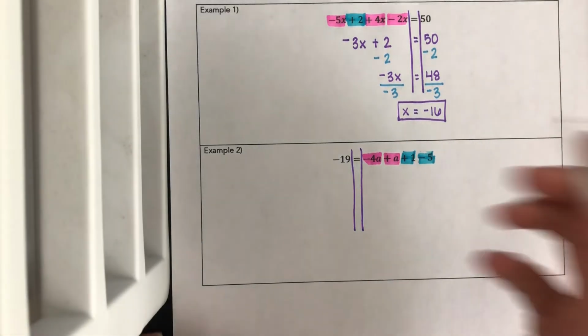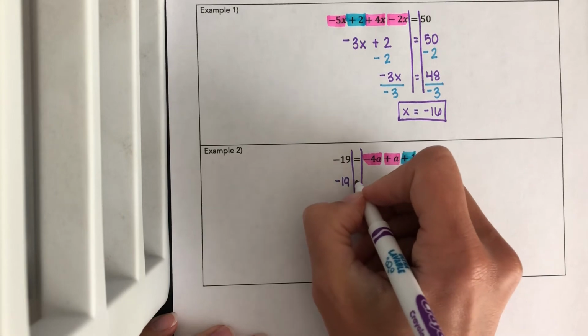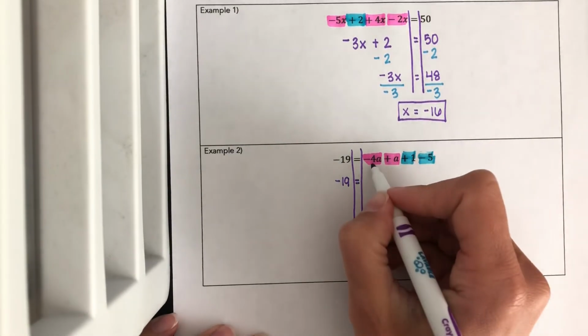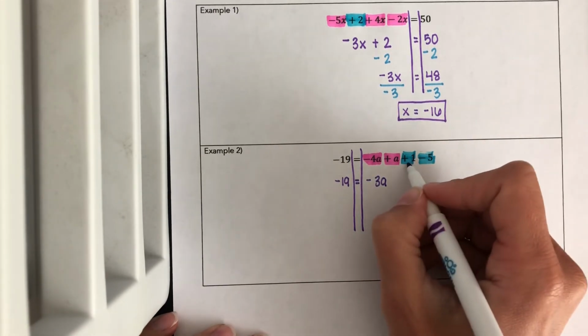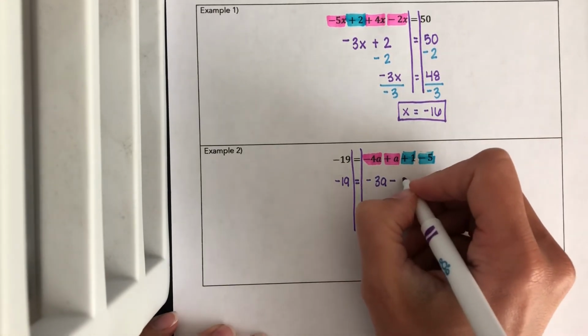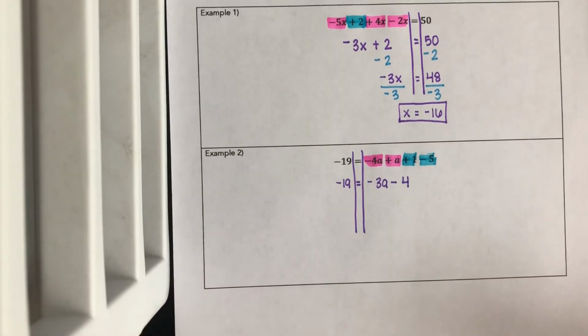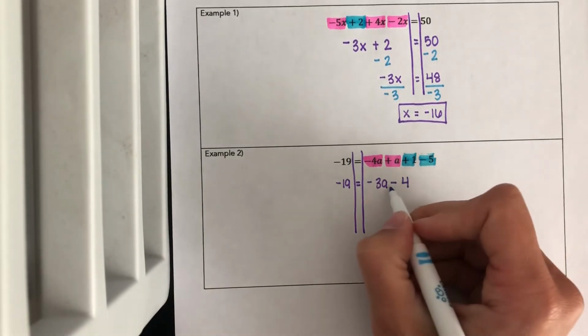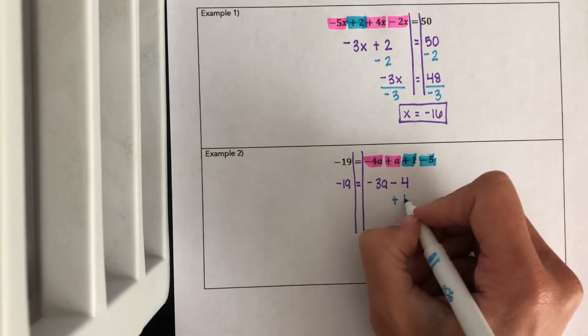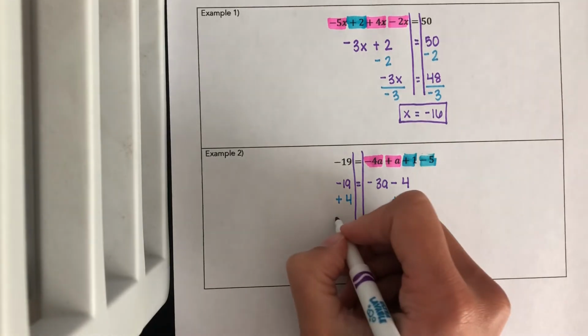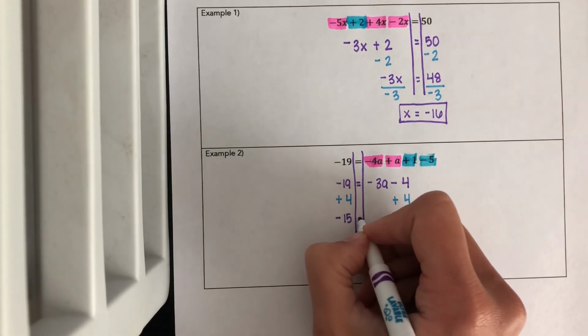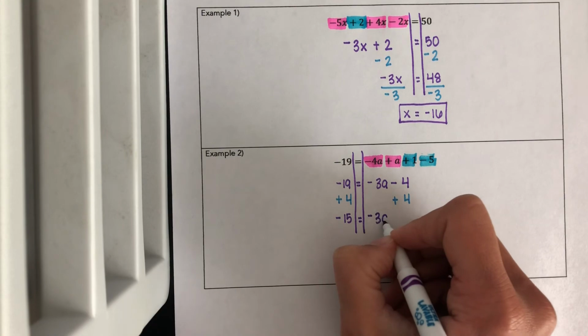We'll start by simplifying. We know negative 19 is going to stay over here on the left side. Negative 4a plus a is negative 3a. And positive 1 minus 5 would be negative 4, or minus 4. Now that we've simplified our equation, we can go through our process of solving. I'm going to start by undoing subtracting 4 by adding 4 on both sides of that equation. And my new equation is negative 15 is equal to negative 3a.